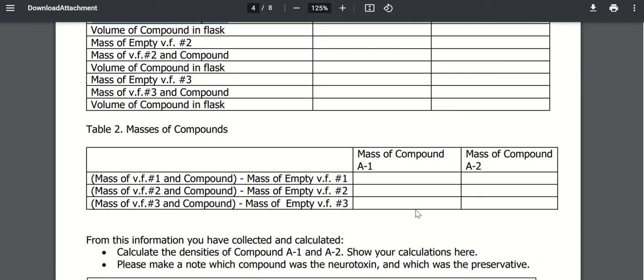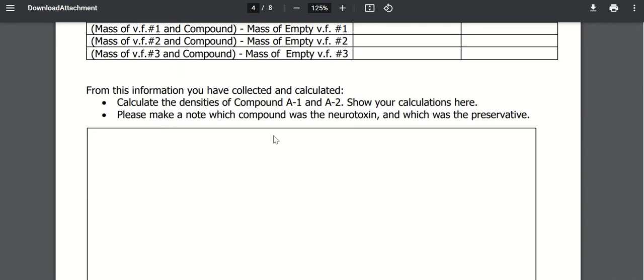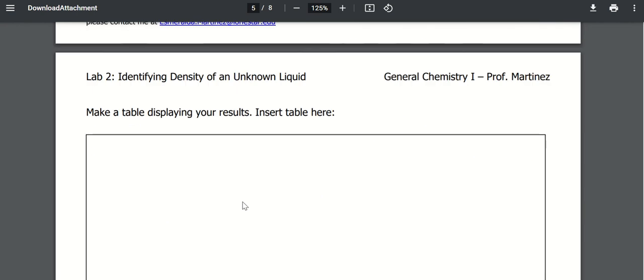So you have the masses and you have the volumes. I'll let you guess what you do from there, but you need to calculate the densities of A1 and A2, show all your calculations, and then based off of the introduction, the little story, the situation of what happened, you will tell me which one is the neurotoxin, compound A1 or compound A2, and which one's the preservative. So that's part 1 of the lab, I would say.